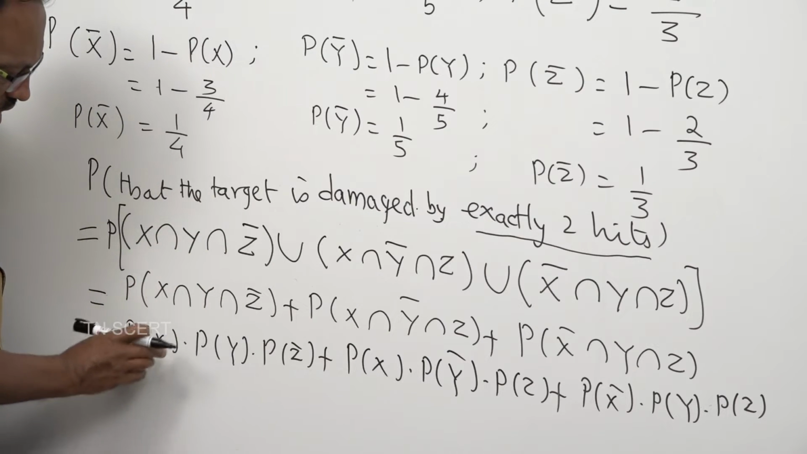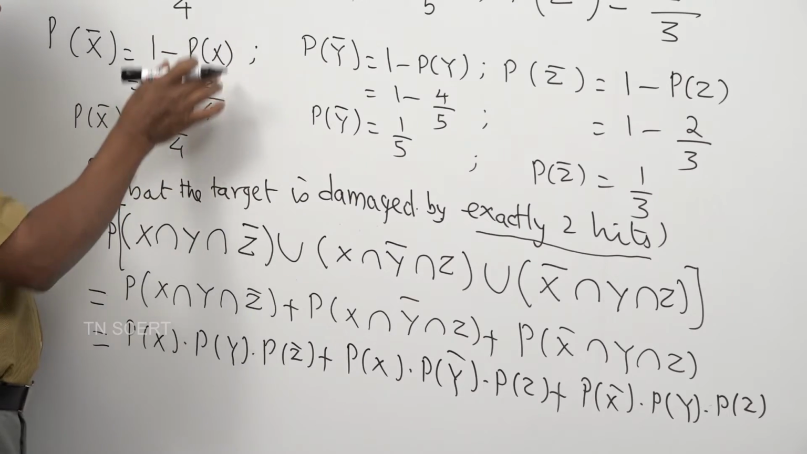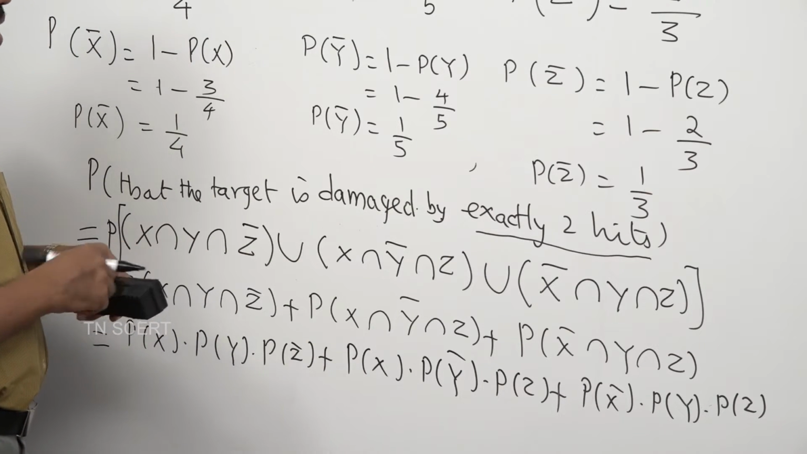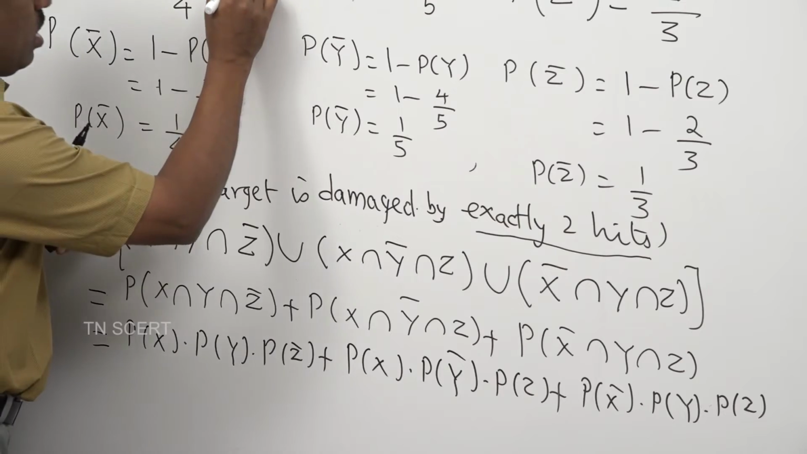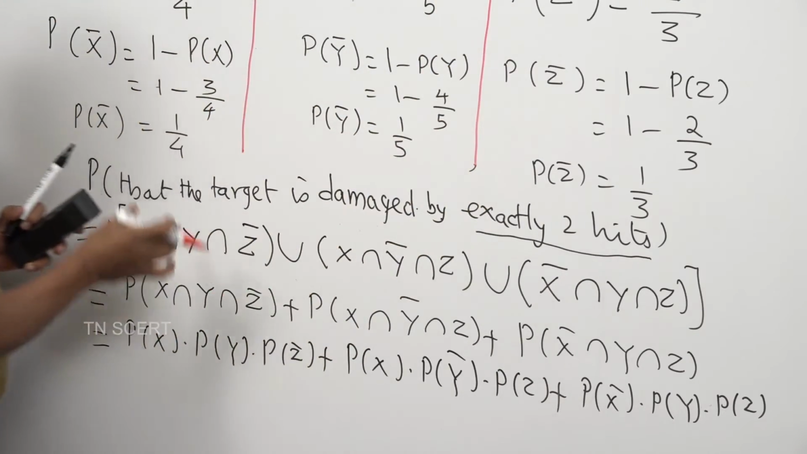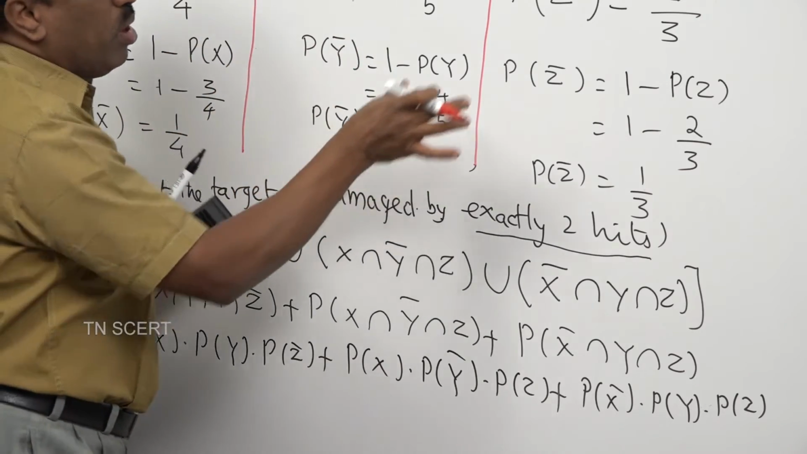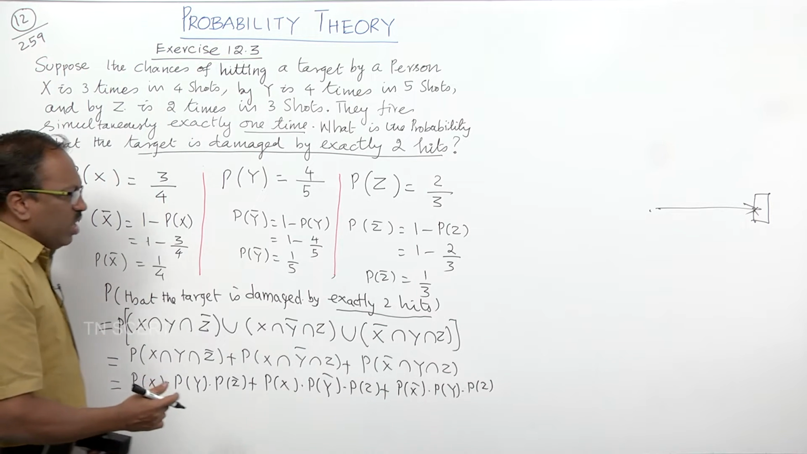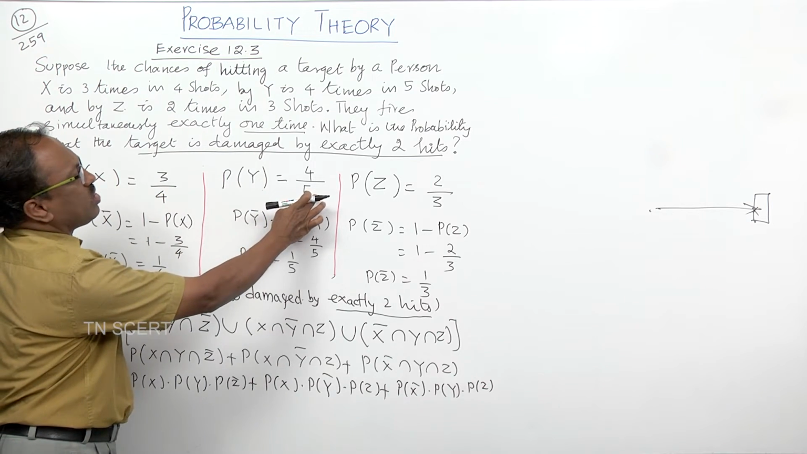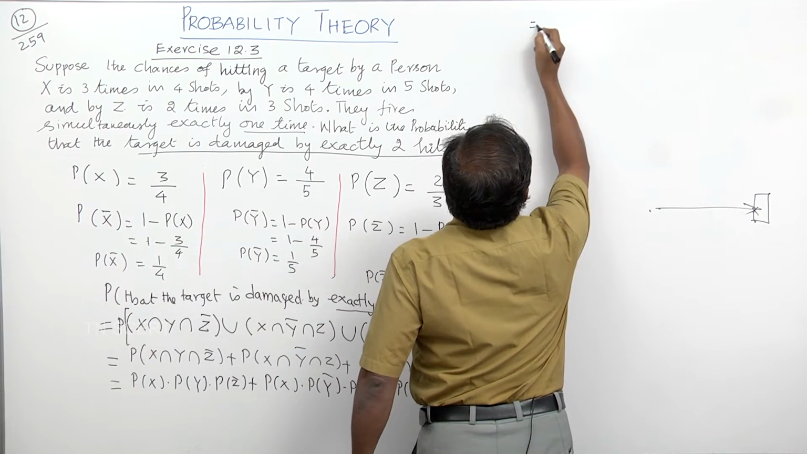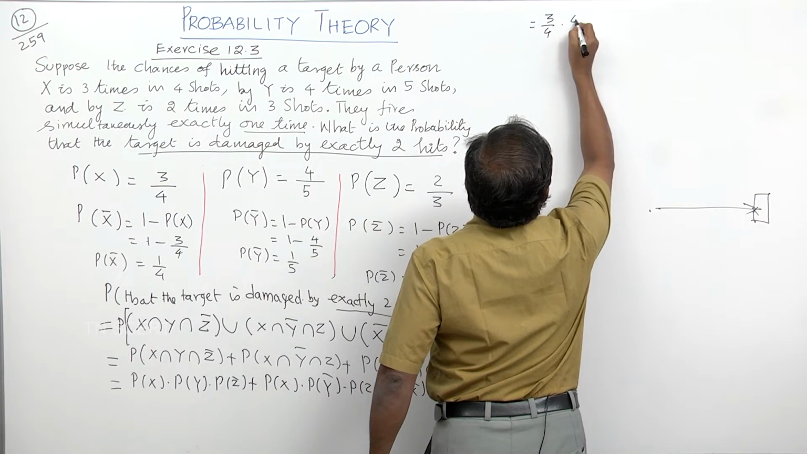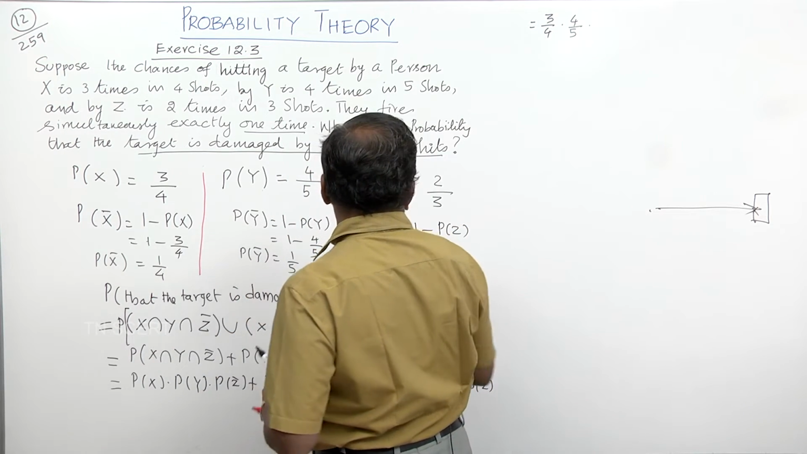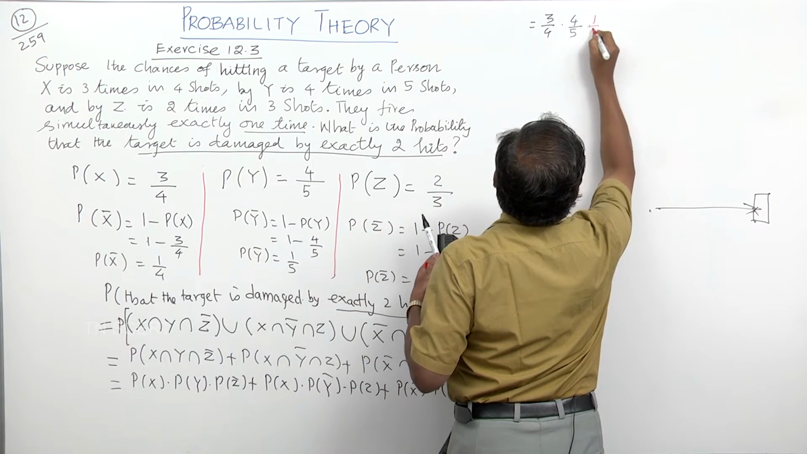Now let us take each one. You have to take the values over here. You should know what each one is. So this is P of X bar, P of Y bar, P of Z bar. Each one we can multiply now. P of X is 3 by 4, P of Y is 4 by 5. So this is 3 by 4 into 4 by 5 into P of Z bar, which is 1 by 3.